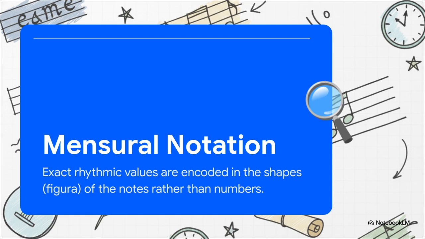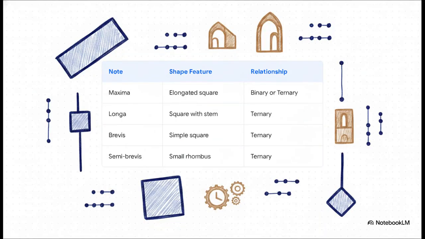Theorists like Franco of Cologne and Magister Lombardus realized that the old modal notation, which just relied on repetitive rhythmic patterns, just wasn't cutting it anymore. They decided that the actual physical shape of the note on the page, its figura, had to represent its exact duration, rather than relying on abstract numbers or numerous. It turned into this beautifully engineered system.